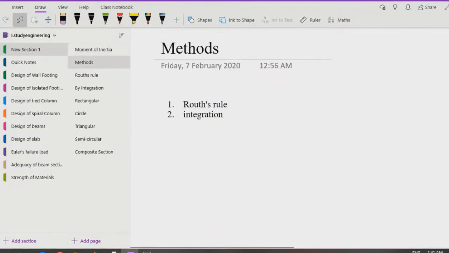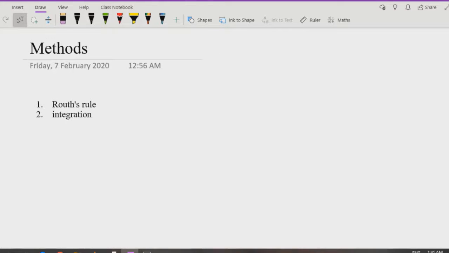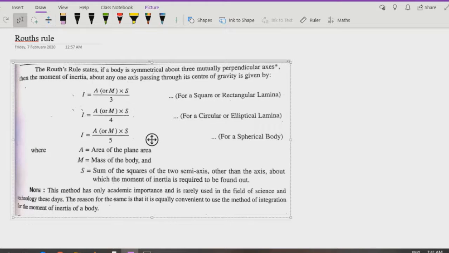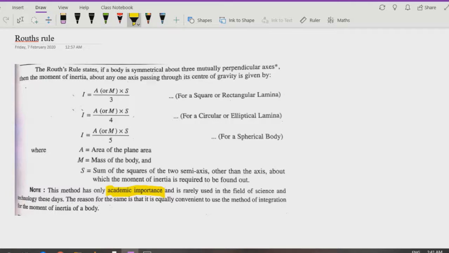Now what are the methods through which we find out the moment of inertia? There are only two methods through which we find out the moment of inertia. The first is Routh's method, as it is written here, and the other is the integration method, initially Routh's method. Now this Routh's method, I will again say, only has academic importance. We are not supposed to find out the moment of inertia with respect to Routh's method. It's just an academic value we usually give it.